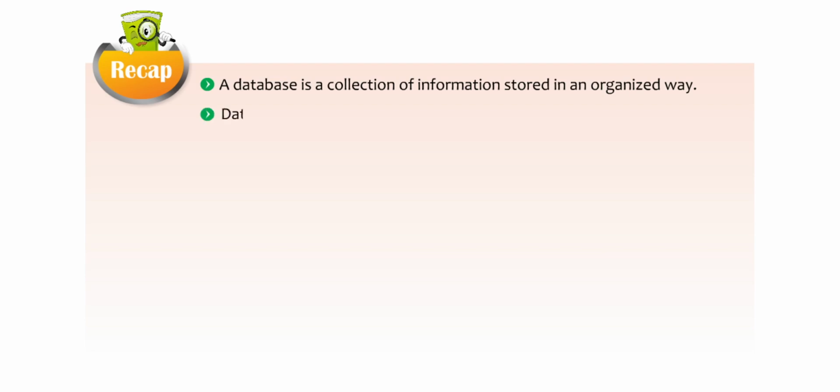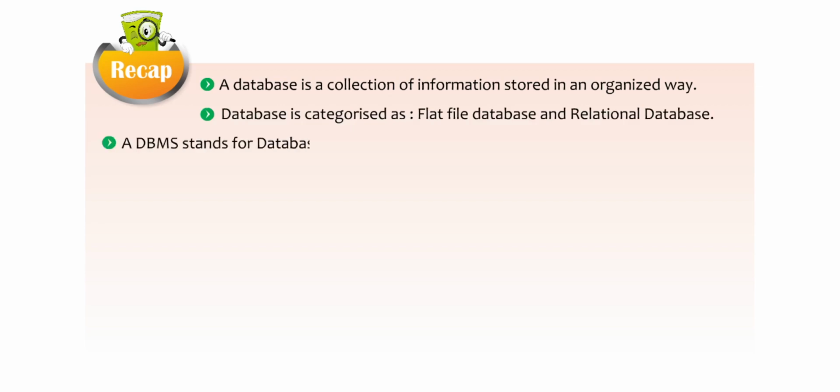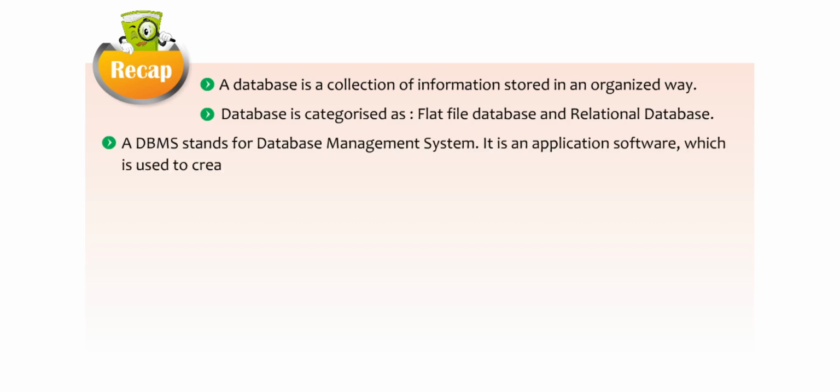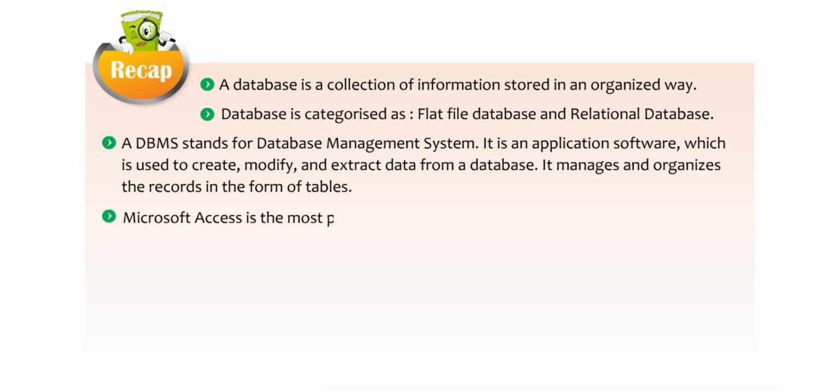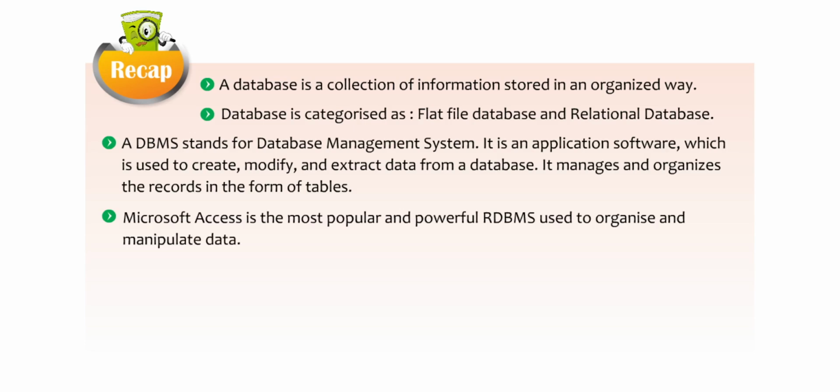Okay students, let us take a recap of this chapter. A database is a collection of information stored in an organized way. Database is categorized as flat file database and relational database. DBMS stands for Database Management System. It is an application software which is used to create, modify and extract data from a database. It manages and organizes the records in the form of tables. Microsoft Access is the most popular and powerful RDBMS used to organize and manipulate data.